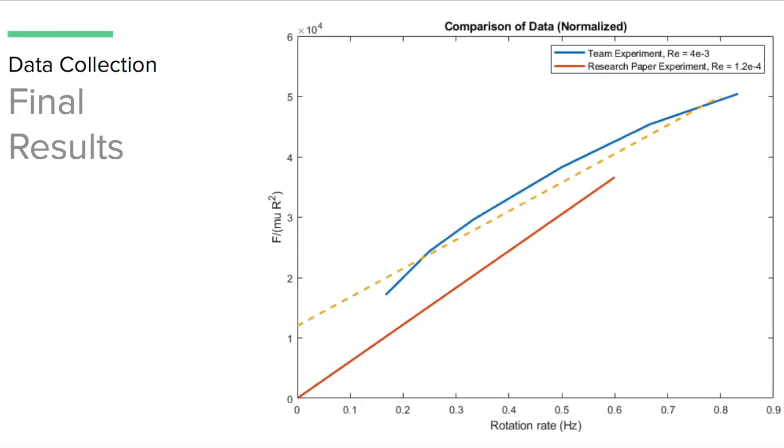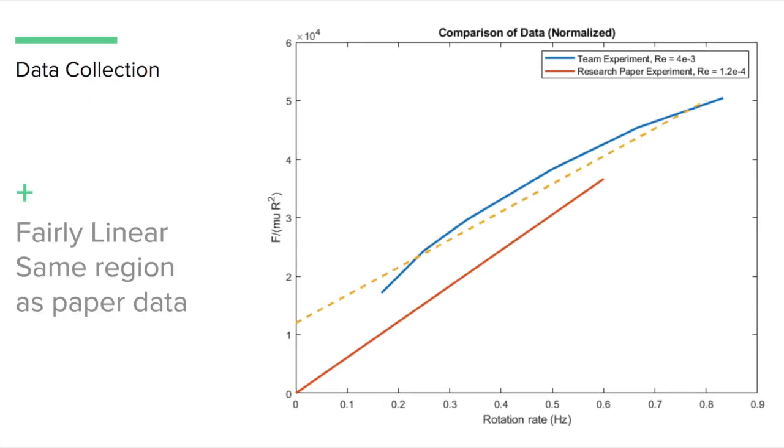As we mentioned before, our experiment has a different Reynolds number from the one in the paper. Specifically, the viscosity of the fluid and the diameter of the coil are very different. So we normalized our force by dividing it by mu and r squared, which gives us a dimensionless variable. As you can see, our data is pretty close to the data from the paper. The yellow dashed line is a linear best fit line to our results. At 0.5 Hz, the paper data read around 3 and ours read around 3.5.